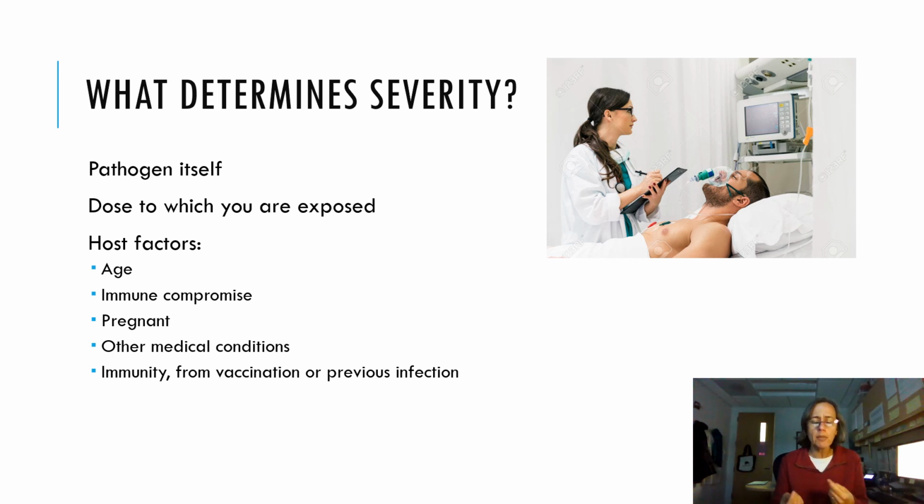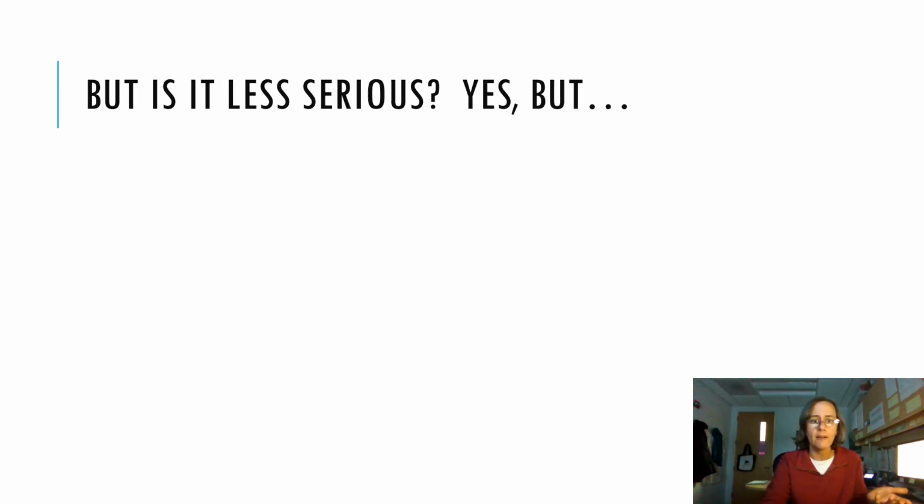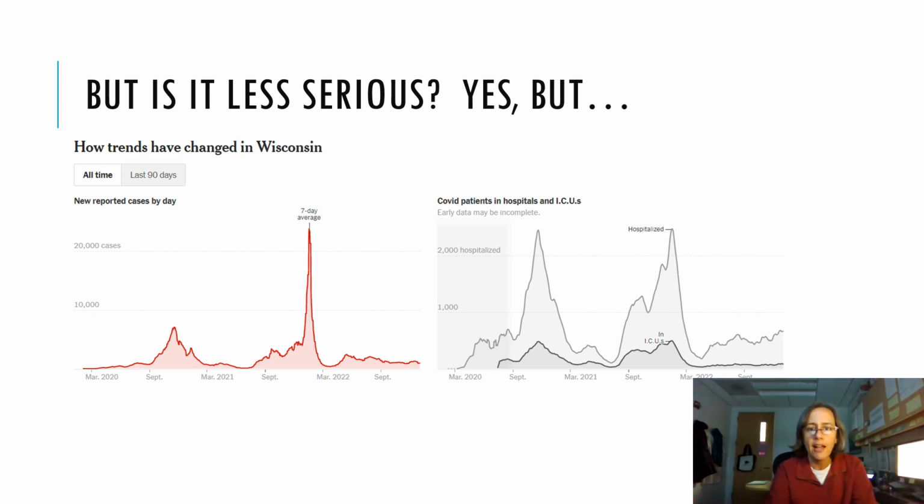In part, we think because of changes in the virus itself and the pathogen itself, also to a large extent because of immunity in the population from both previous infection and vaccination. But when we look at the potential impact, even though it's less severe, we can see, so now we're going to look at data for Wisconsin, that the number of people who got hospitalized from the Omicron surge was just about as high as the number of people who got hospitalized from our first winter surge.